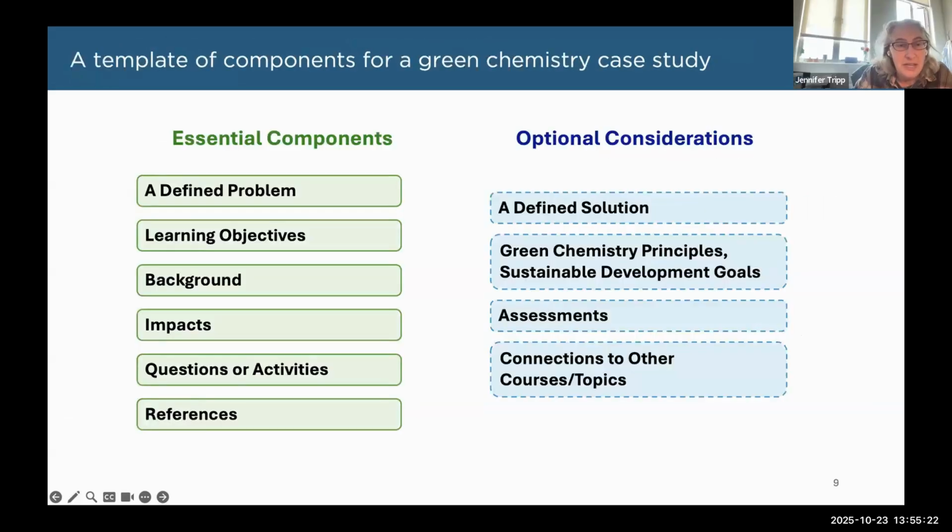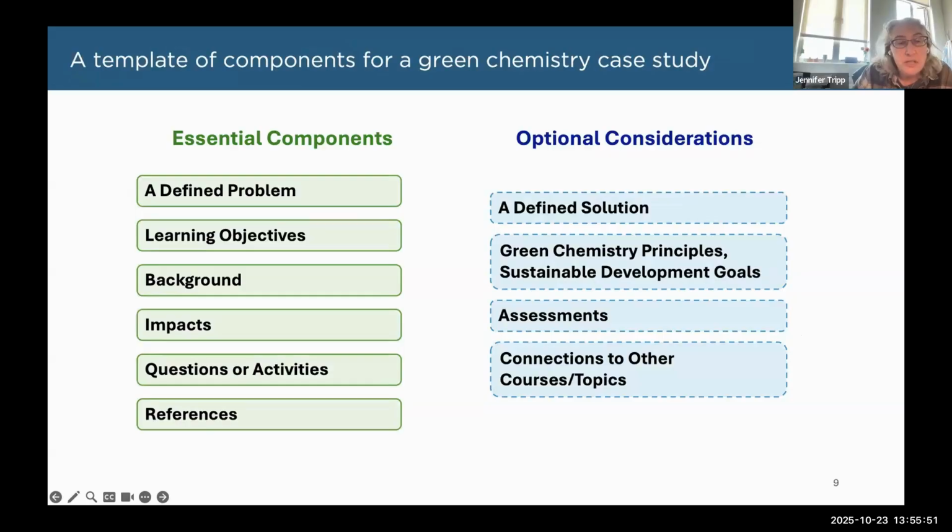So the next thing is, so what are the components? So we decided that the essential components that we needed to have were some defined problem that relates to chemistry and to green chemistry or sustainability. We might have a solution. If you're basing your case study on one of the green chemistry awards, then you probably have that solution. Maybe it's just a problem and you want to show your students that we don't have all the answers yet and that maybe you can explore the chemistry and hopefully make a difference.